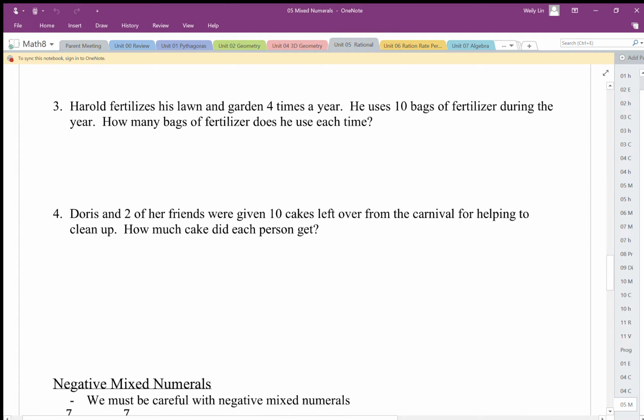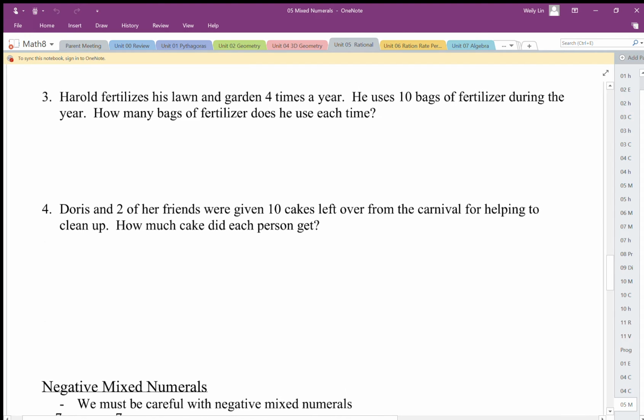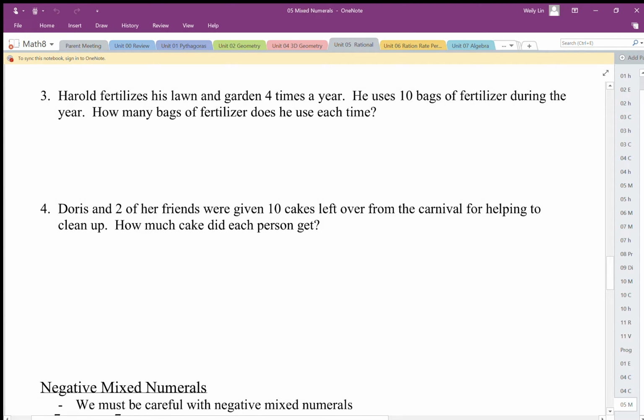So here we have some word problems. Harold fertilizes his lawn and garden 4 times a year. He uses 10 bags of fertilizer during the year. So how many bags of fertilizer does he use each time? Okay, so I have 10 bags of fertilizer, and that's going to be divided into 4 times a year. So how many bags of fertilizer does he use?